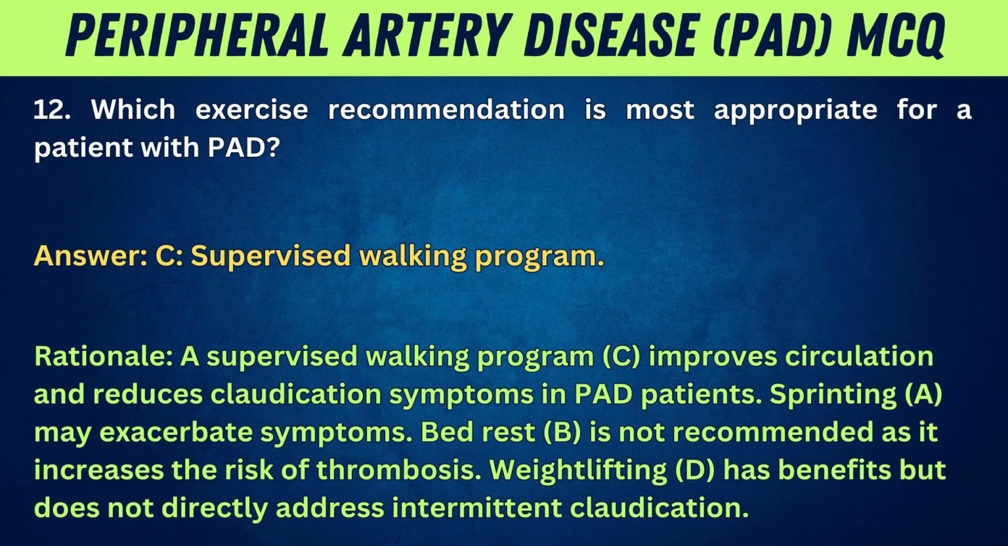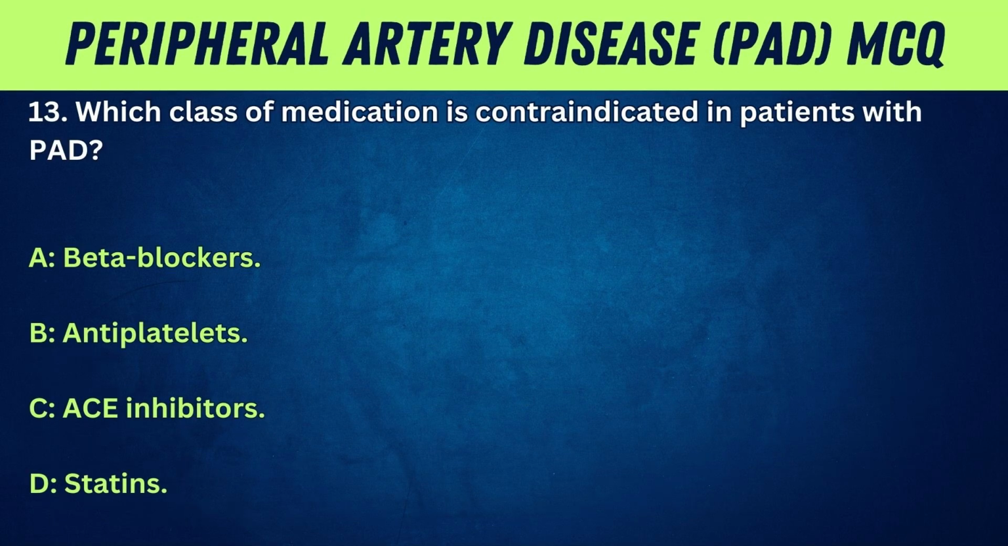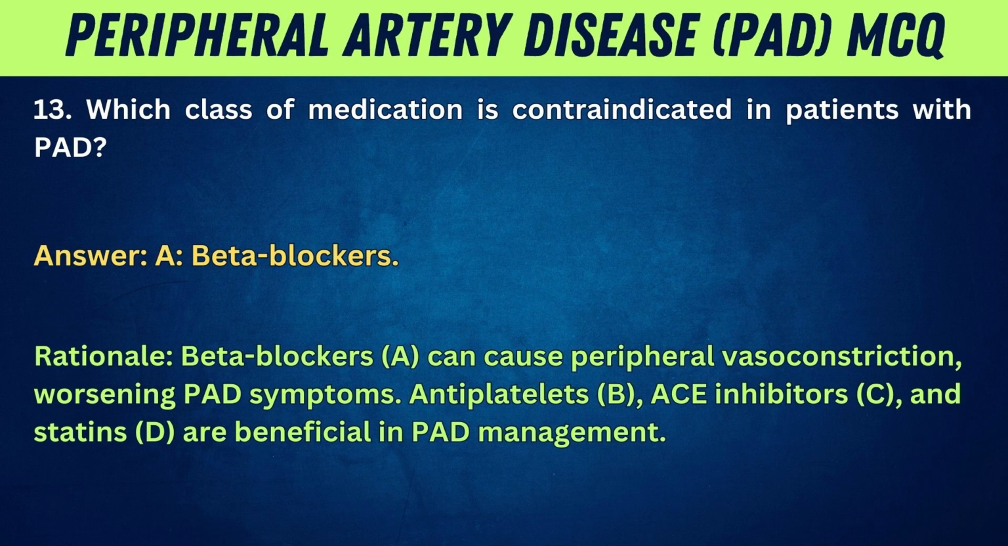Weightlifting, D, has benefits, but does not directly address intermittent claudication. 13. Which class of medication is contraindicated in patients with PAD? A. Beta blockers. B. Antiplatelets. C. ACE inhibitors. D. Statins. Answer: A. Beta blockers. Rationale: Beta blockers, A, can cause peripheral vasoconstriction, worsening PAD symptoms. Antiplatelets, B, ACE inhibitors, C, and statins, D, are beneficial in PAD management.